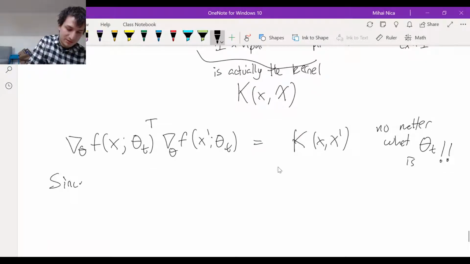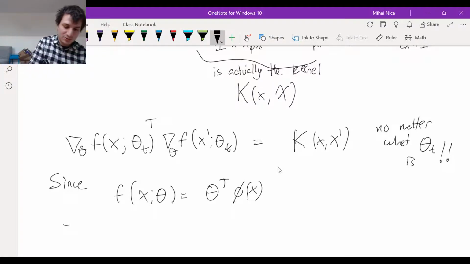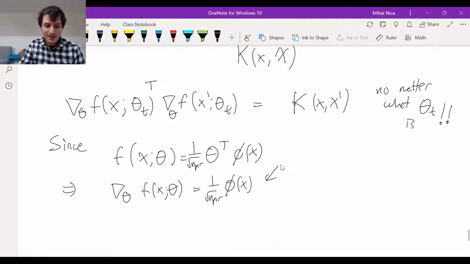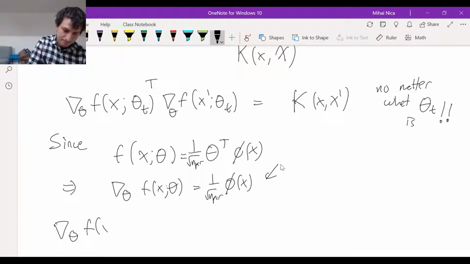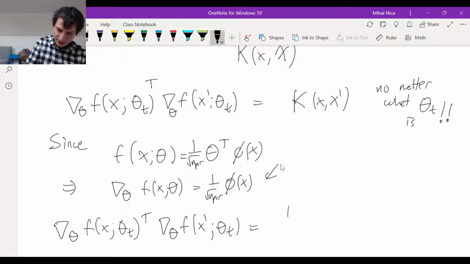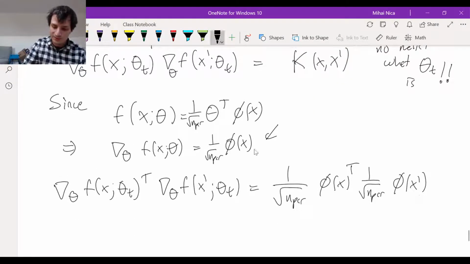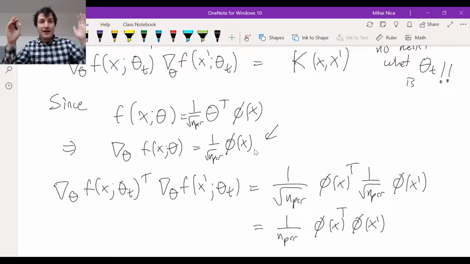So since f of x, theta is equal to theta transpose phi of x, that's a linear model, so it's very easy to do the gradient. It doesn't even depend on theta, it just is phi of x. Oh, I believe we had a 1 over square root of n par to make things work. Let's put that back in. So that is the gradient. When you calculate this thing, you get exactly 1 over square root of n par phi of x transpose times 1 over square root of n par phi of x prime. So this is 1 over n par phi of x times phi of x prime transpose. And that's exactly what we defined to be the kernel k.